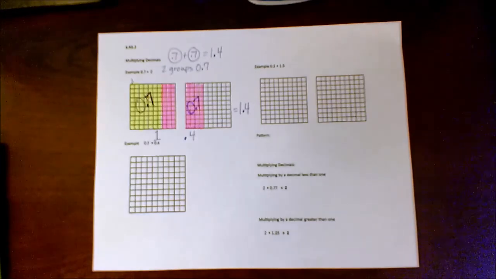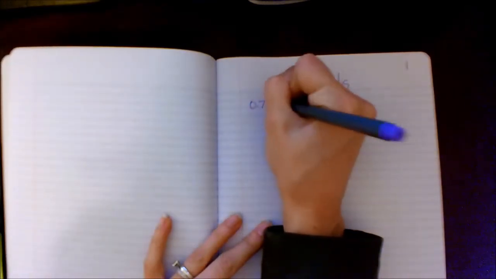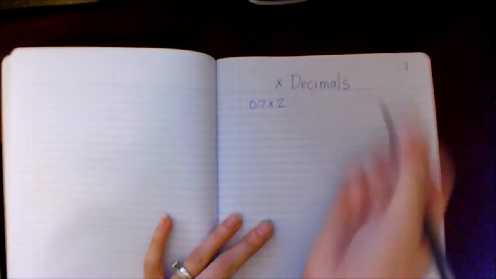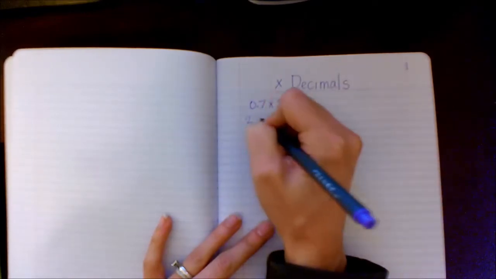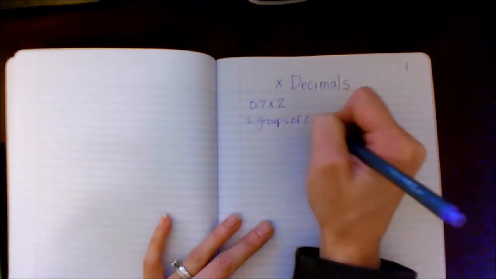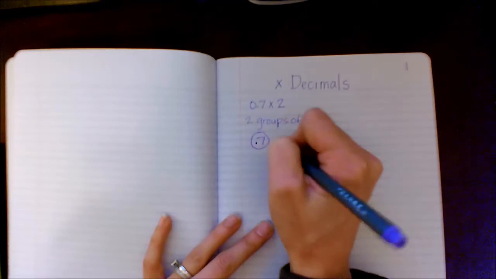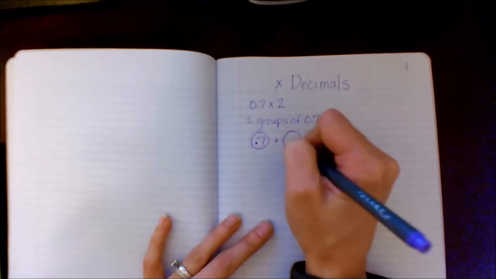Now we're going to take some notes. This is my example. How did I get that 1 and 4/10 using the hundredths grids? This time we're just going to use repeated addition. Knowing that I have 7/10 times 2, we're going to write 7/10 times 2. What this means is 2 groups of 7/10. And then I'm going to identify those 2 groups of 7/10 and add them together.